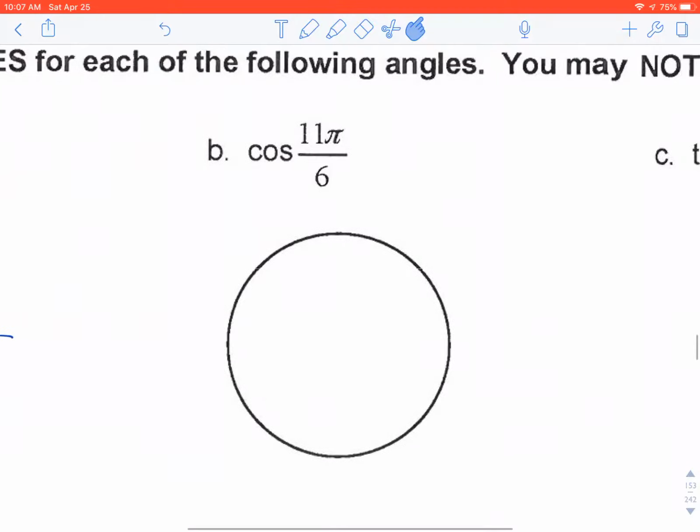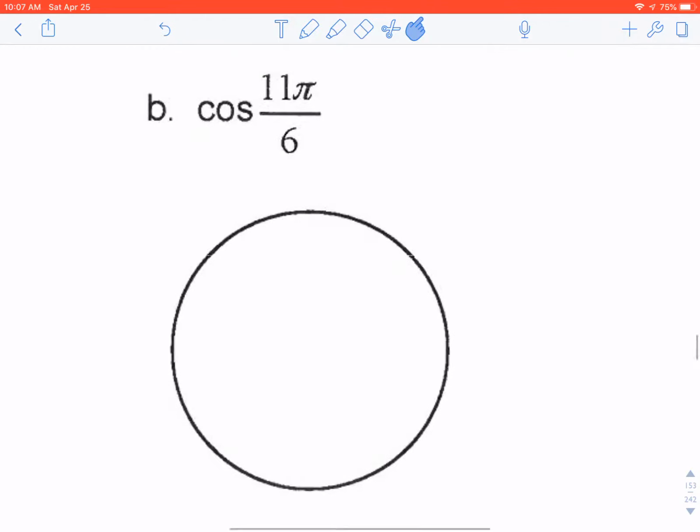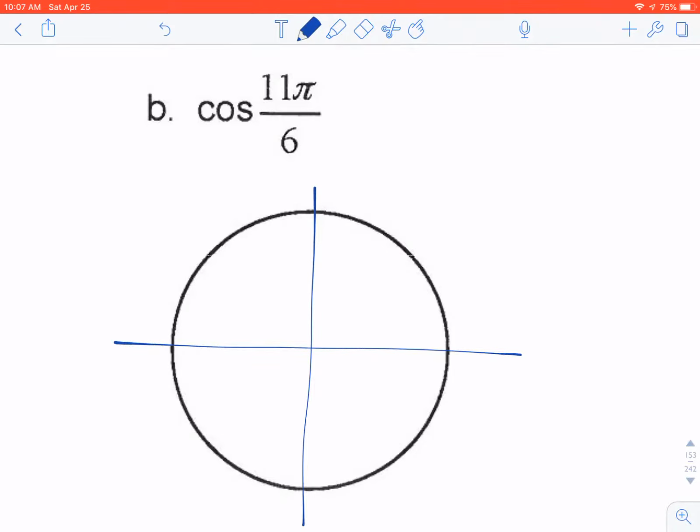Okay, letter B. Cosine of 11 pi over 6. So for the cosine of 11 pi over 6, we're in family of 6. So we're going to first sketch where this is on the unit circle. We are right before our 12 pi over 6. Okay, so 11 pi over 6 is right here.